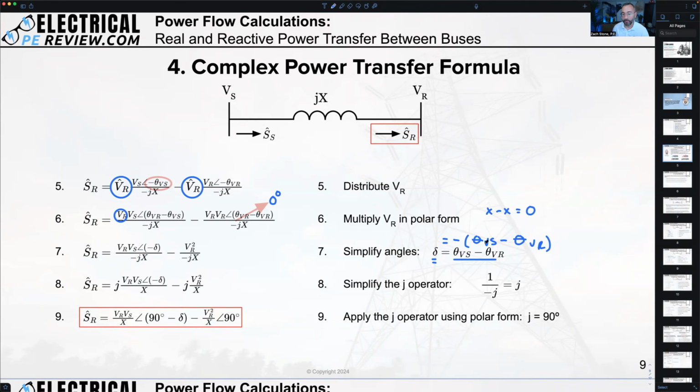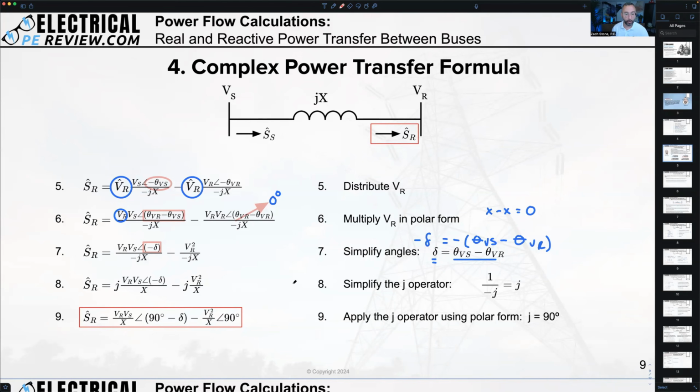We've got whatever this is in parentheses times -1, so we would have negative theta Vs plus theta Vr. So instead of our torque angle delta, we really have negative delta. So this entire angle right here, we're going to simplify to the conjugate of the torque angle, or just negative delta. All right, we're super close, I promise. The rest after this page is a lot easier.